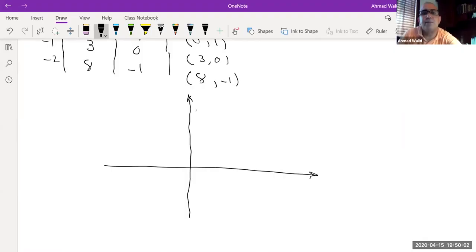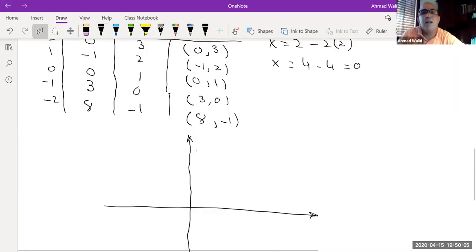Let's start with the points. x is 0, y is 3, for example, 1, 2, 3. x is 0, y is 3 is this point. -1 and 2, x is -1, y is 2, this point. 0 and 1, x is 0, y is 1.